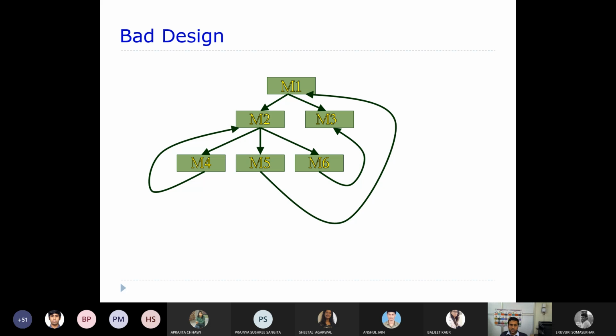So this, you can see, is a very bad design. Why is it a bad design? Because the M5 module is also calling M1, so this is not allowed. M1 can call two different modules, that is fine. It can also happen that M2 and M3 both call M6, that is also possible, but M6 should not be allowed to call M3.